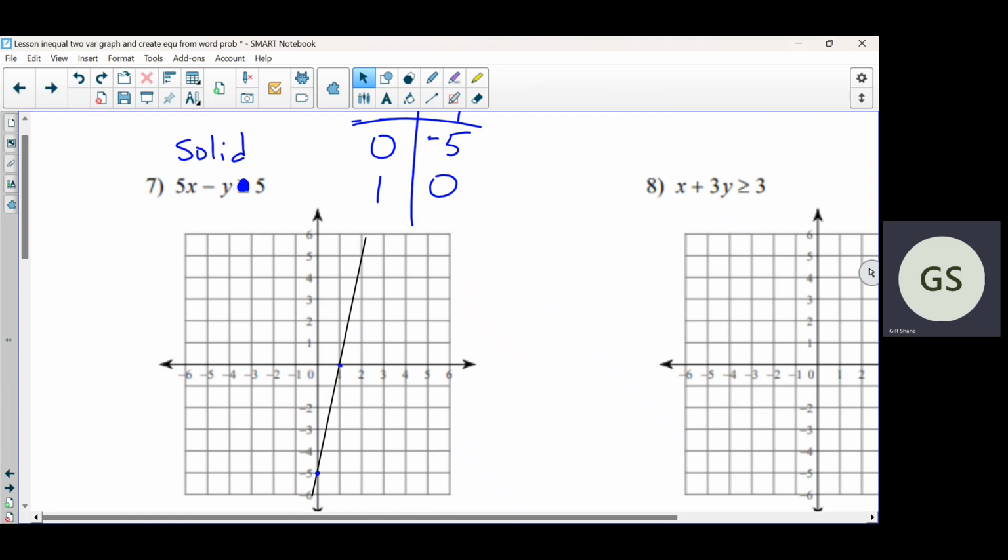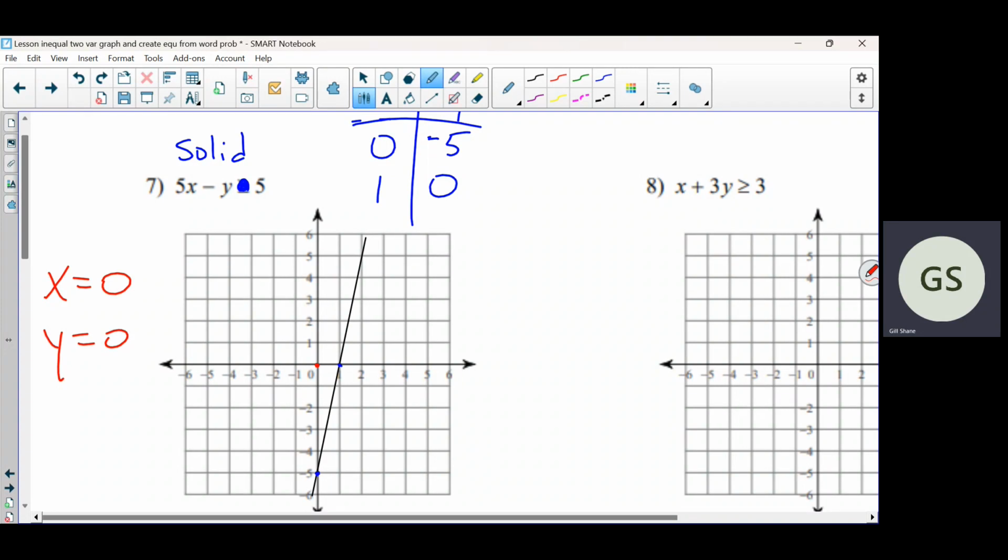Now we need to shade. What do we do to shade? What was the 3rd step? We test 0, 0. So if you don't understand what testing 0, 0 means, you need to write some notes by that 3rd step. We're going to plug in, so that's 0, 0. At 0, 0, x equals 0 and y equals 0. It's the origin. That's what 0, 0 is. X is 0 and y is 0.